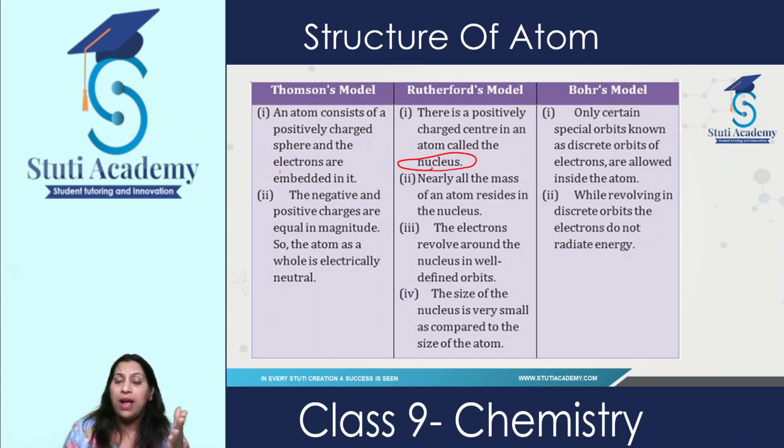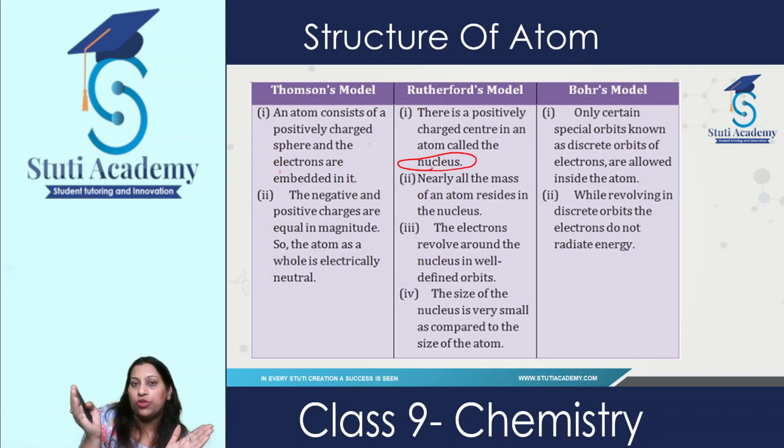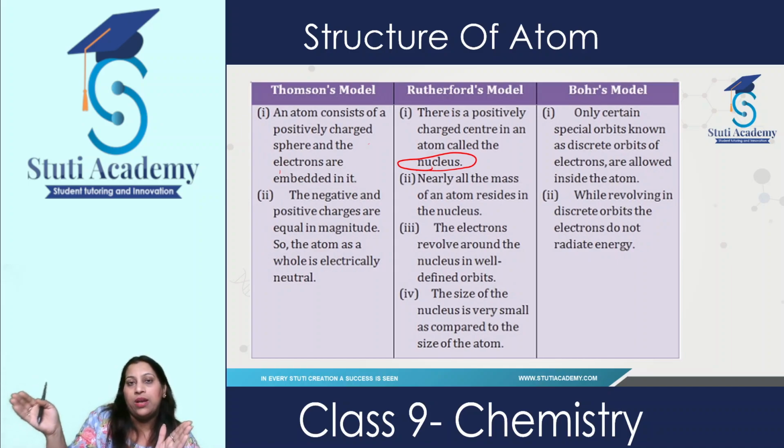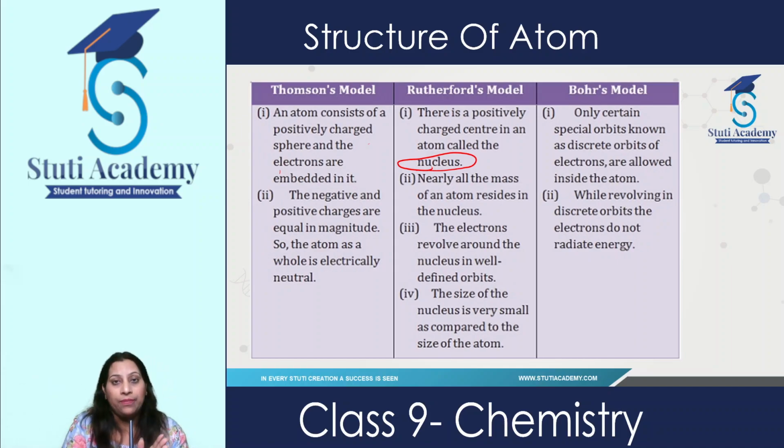Because if you remember, I explained the entire Rutherford model, the alpha scattering experiment, in which he bombarded alpha particles on the gold foil, and then there were certain observations. Few were deflected, few passed in the straight direction, and few bounced back. So on the basis of those observations, these were the conclusions or the postulates given by Rutherford in his model.